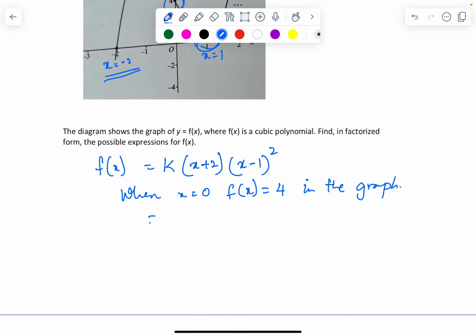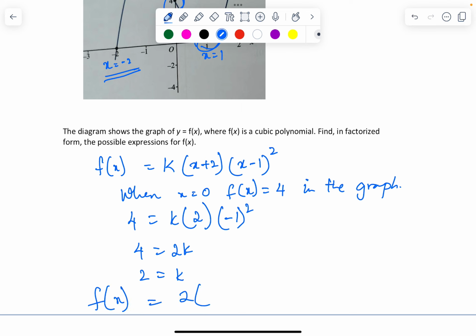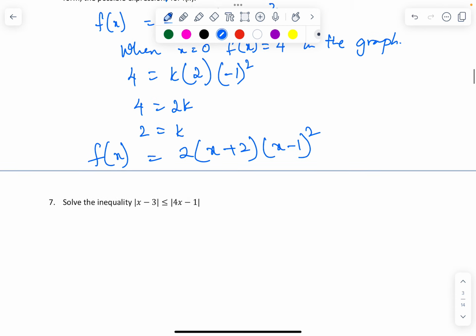So let us see, f of x is 4, k times, when x equal to 0, 0 plus 2 is 2, then 0 minus 1 whole square is negative 1 whole square. So 2 times 1 is 2, 2k equal to 4. So basically k is equal to 2. So f of x is equal to 2 times x plus 2 times x minus 1 whole square. So this is the expression for f of x.